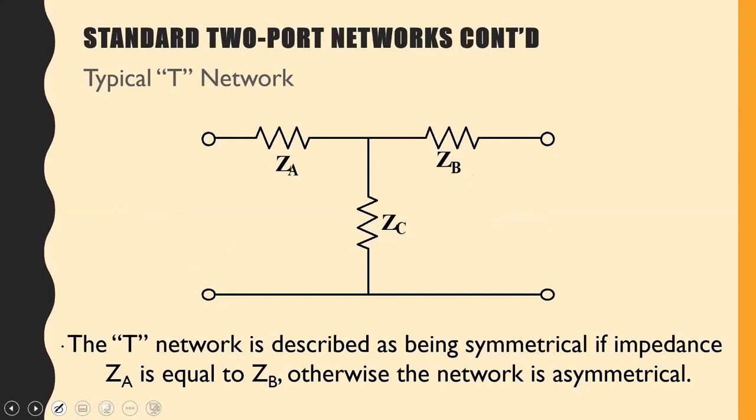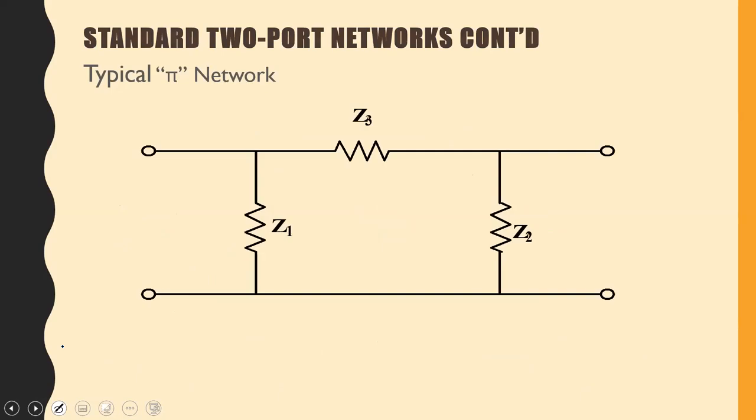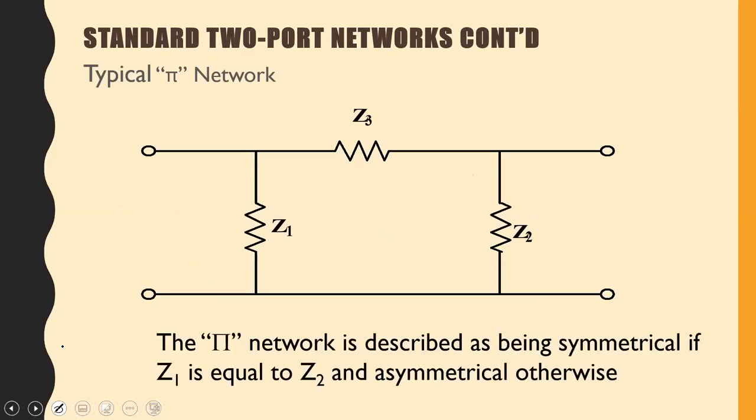For the pi network, we show what we showed you earlier, what the pi network looks like. So here we have Z1, Z2, and Z3. And as we said, the pi network is symmetrical if Z1 is equal to Z2, meaning if I look at it from that end or from this end, it makes no difference.